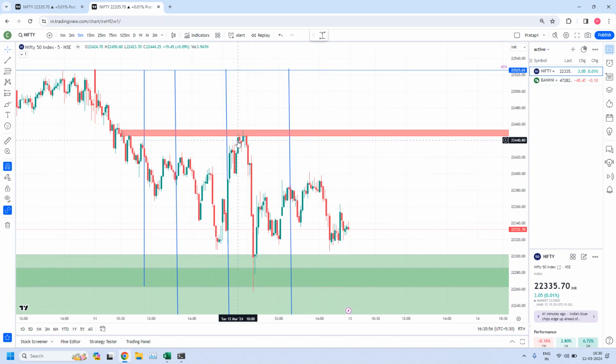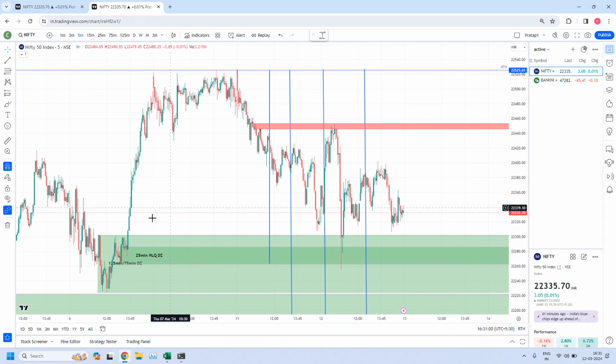Around the 10 o'clock candle it reached. See the push. It pushed the prices up to the 25 minutes high liquidity zone. It has given a 160 points move from the supply zone to this zone. If anybody would have taken a long trade at the 25 minutes high liquidity zone, see, it looks like it is just pierced, but this is within your stop loss buffer limit itself.